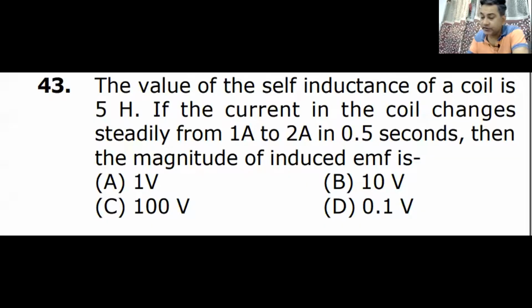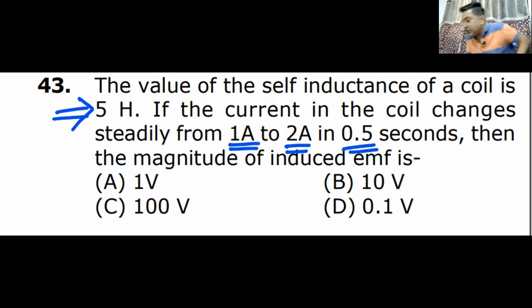So how do we do this? The self-inductance is given as 5 Henry. The current changes from 1 ampere to 2 ampere, so you know the change in current, and you know the time. The change in current is 1 ampere divided by the time. 1 divided by 0.5 is 2. 2 multiplied by 5, and the answer is 10 volts. Do we understand this? Yes, sir. So questions of this type are very simple.